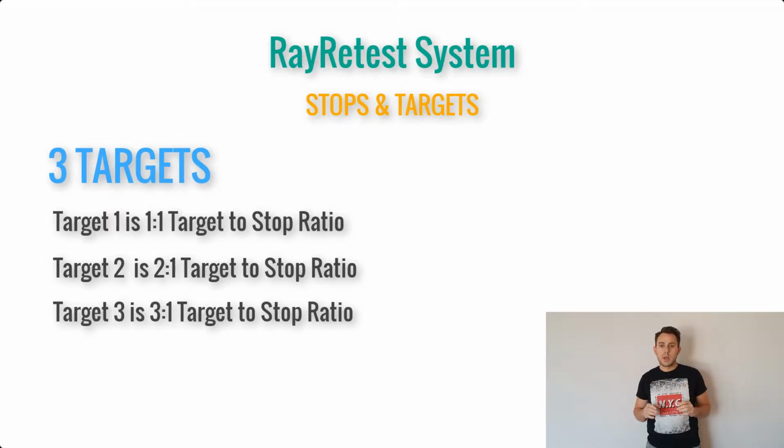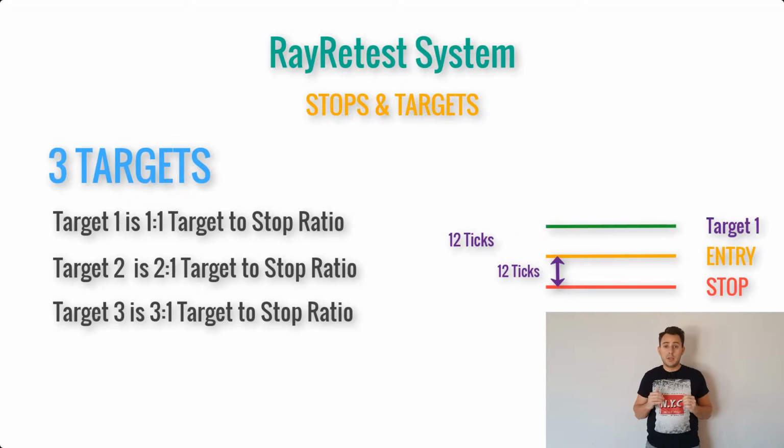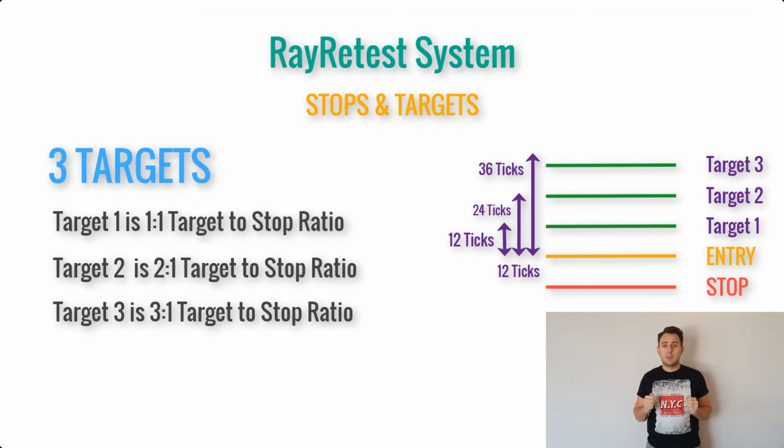Now, how do you find this ratio? Well, first of all, you grab the distance in between your entry and your stop. So let's say it's 12 ticks, right? We grab that distance, and our target 1 is 12 ticks from our entry. Our target 2 is 24 ticks from our entry, and our target 3 is 36 ticks from our entry. So that's how you calculate the ratios for the targets.